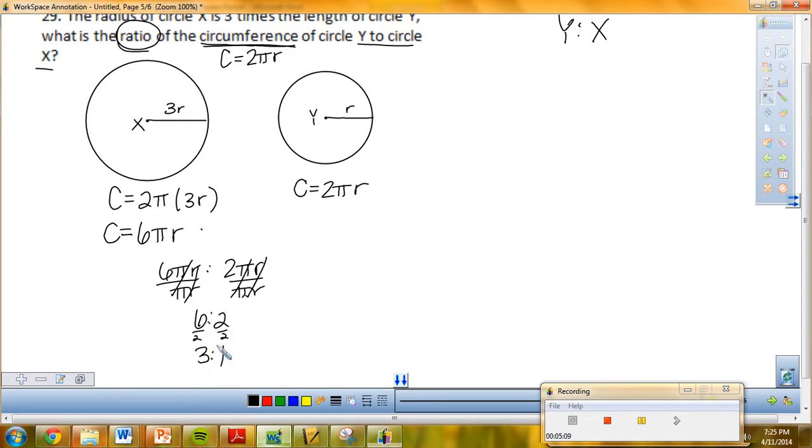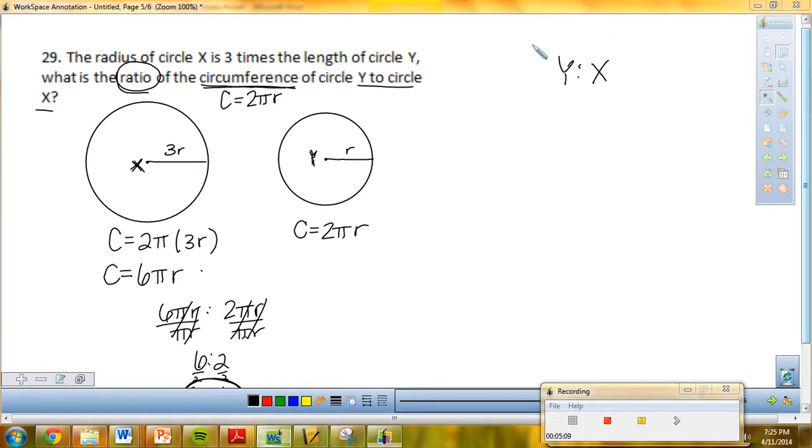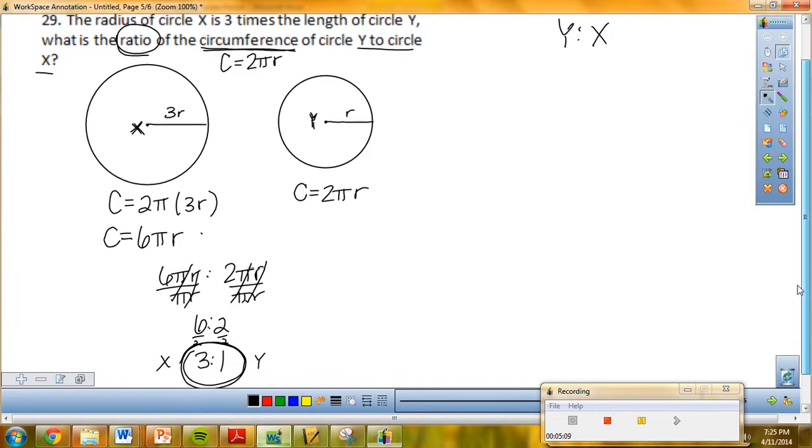But here's where it gets tricky. My work has X using 3r and Y using r, so really 3 is representing the X and 1 is representing the Y. And the problem is asking me to put it in terms of Y and X. This is why it's important that you label your diagrams. If I do my work this way, I have to make sure that I switch it for my answer. So I can say 1 to 3.